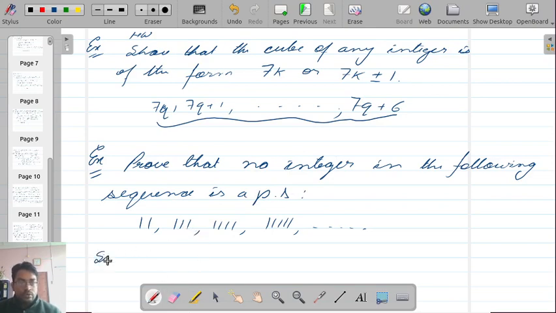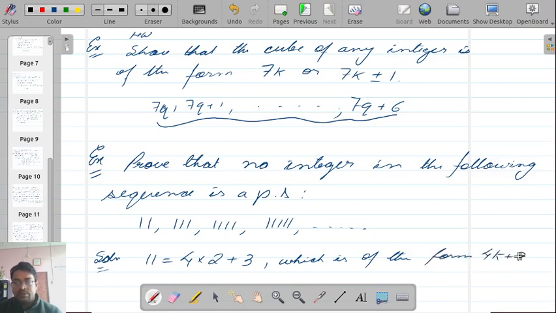So how will you do it? Say something like 11. So we will use that concept. Any perfect square is of the form 4k or 4k plus 1. So 11 can be written as what? 4 into 2 plus 3, which is of the form 4k plus 3. So it is not a perfect square.